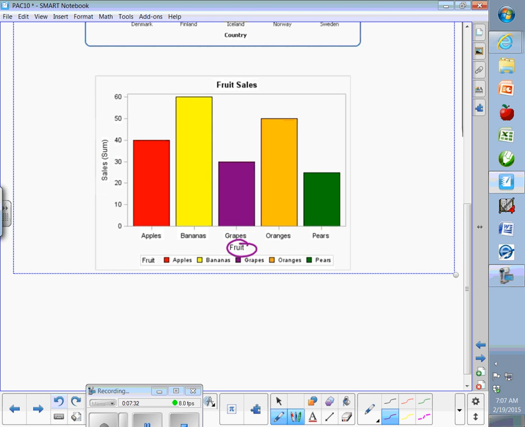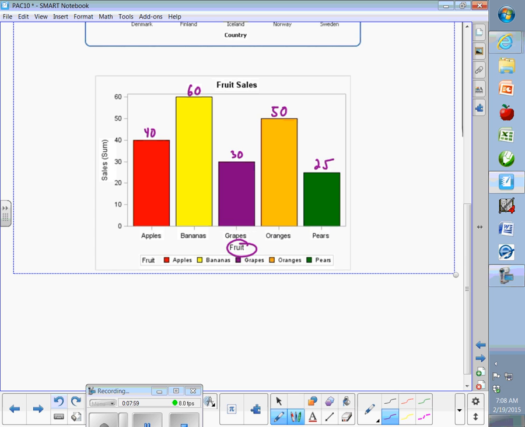One other thing this bar graph does not do is give you totals. So again, it would be so much better if there was a 40 there, if there would have been a 60 there, a 30 there, a 50 there, and a 25 there. Okay. My preference, excuse me, for a bar graph is to have the totals on top of the bars. It just makes your bar graph more valuable.